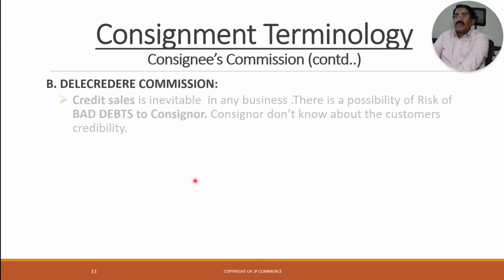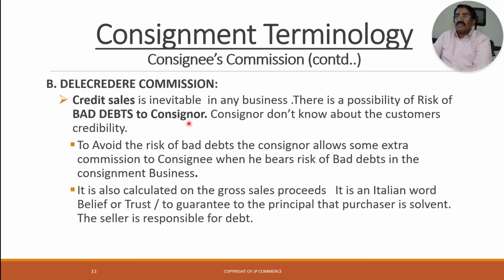Now the second commission is the del credere commission, very important from the examination point of view. Credit sales are inevitable in any business. Now there is a possibility of the risk of bad debts to the consignor. Consignor doesn't know about the customer's creditworthiness, so to avoid the risk of bad debts, the consignor allows some extra commission to the consignee when he bears the risk of bad debts in the consignment business. It is also calculated on the gross sales proceeds.